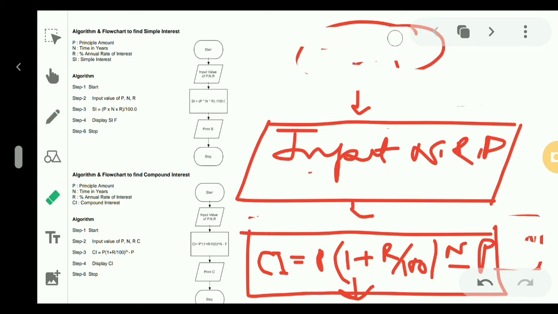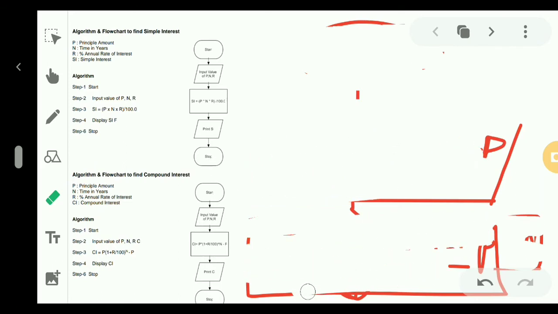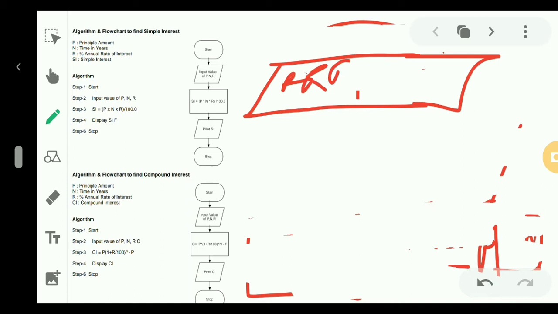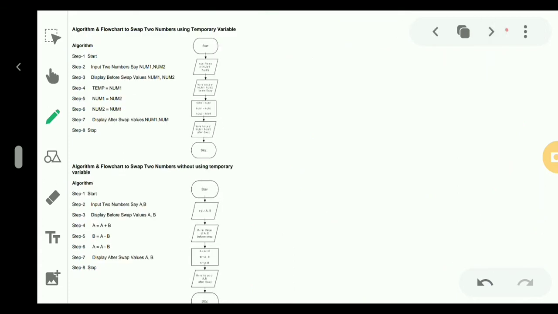In the next part we will write print CI, and after that, stop. After printing CI is done, we go for the last step, that is the stop. The algorithm is also the same, it is written. Now moving to the next flowchart and algorithm.